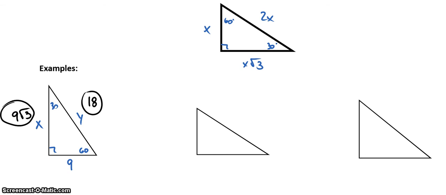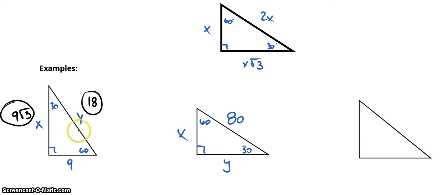Now the second one is, let's call this one 30 and this one 60 this time. And this time I'm going to give you the hypotenuse is 80. All right, we're going to call the other two x and y. Now, we're always going to start by finding the piece across from 30. That's the important piece, because once I know that, it's just straight up multiplication.